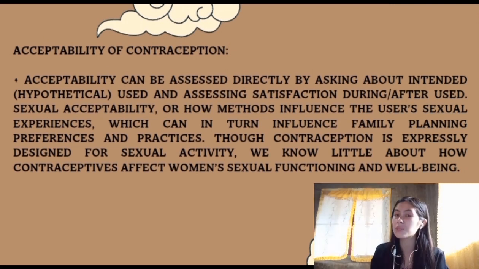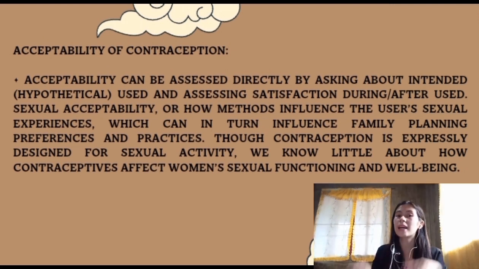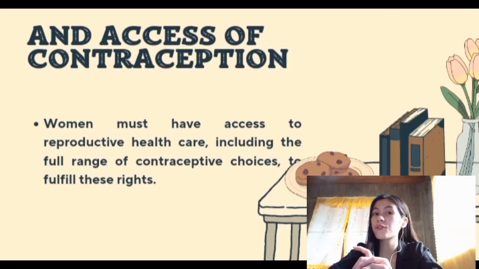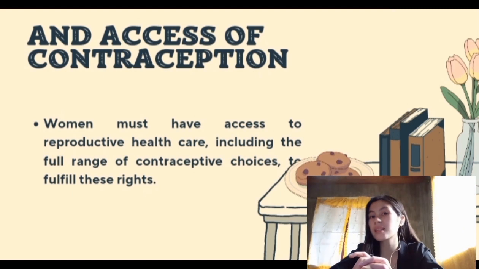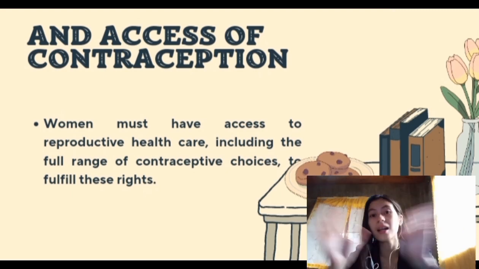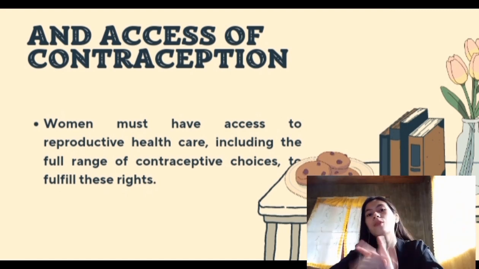So sexual acceptability is about how methods influence the user's sexual experiences, which can in turn influence family planning preferences and practices. And lastly is the access to contraception. When we say access to contraception, it means the woman must have access to reproductive health care, including the full range of contraceptive choices to fulfill this right.